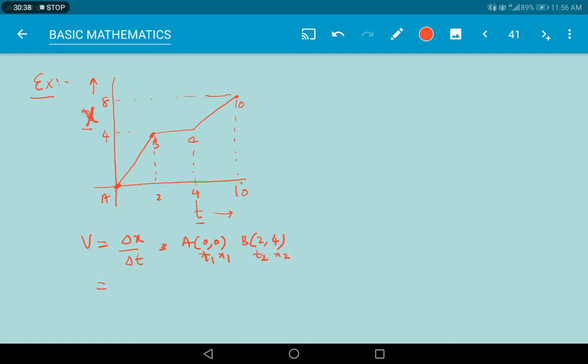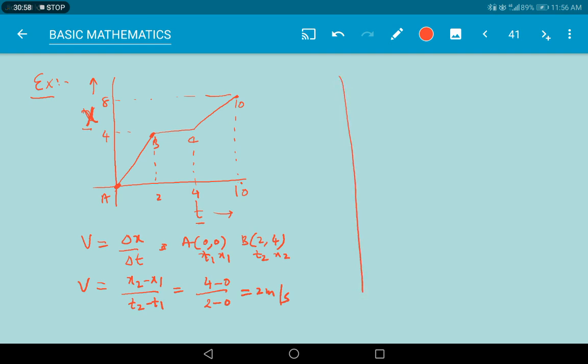So what is the formula for velocity? Change in position by time interval. So x2 minus x1 by t2 minus t1. So x2 minus x1, 4 minus 0 by 2 minus 0. So 2 meter per second is the velocity from point A to point B.